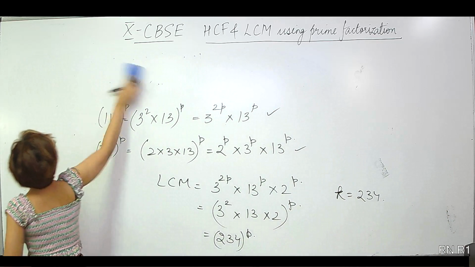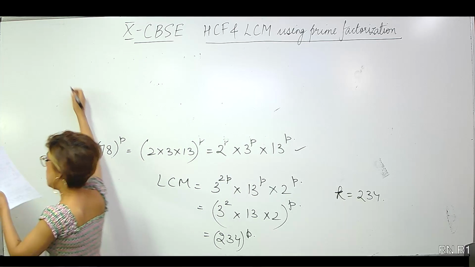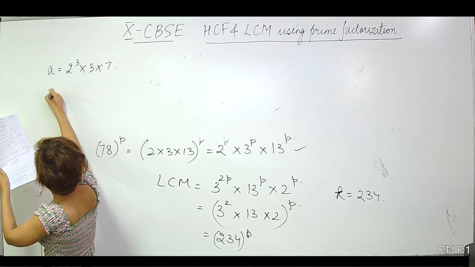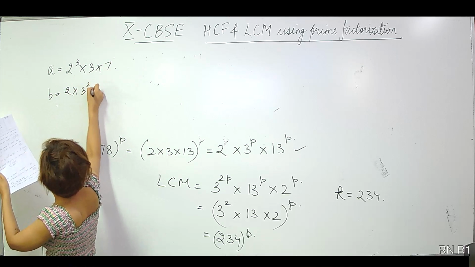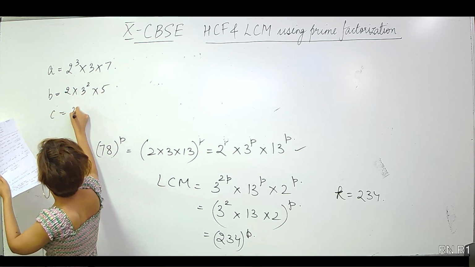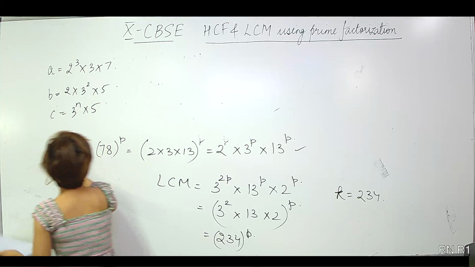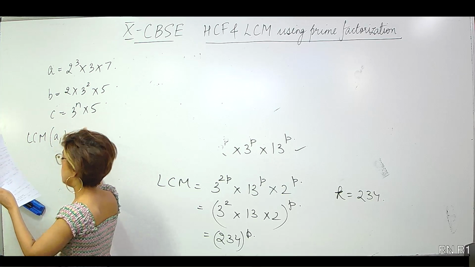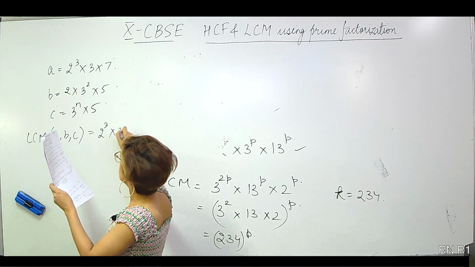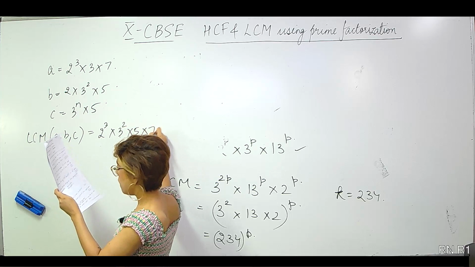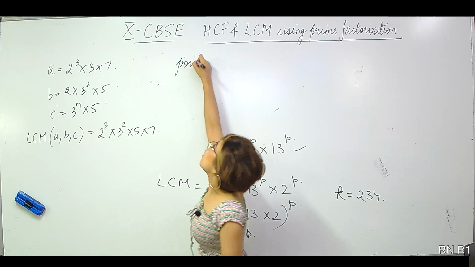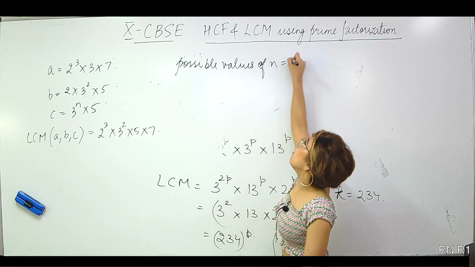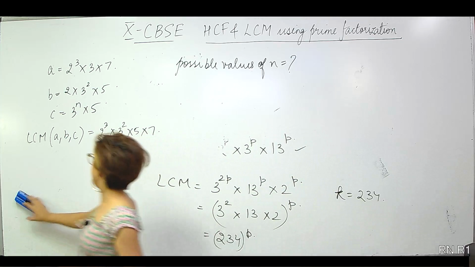Write down. If a is equal to 2^q into 3 into 7, b is equal to 2 into 3 square into 5, c is equal to 3 raised power n into 5, and the LCM of the three numbers, LCM of a, b, c is given to be 2^q into 3 square into 5 into 7. You need to find the possible values of n. Possible values of n. Hurry up.